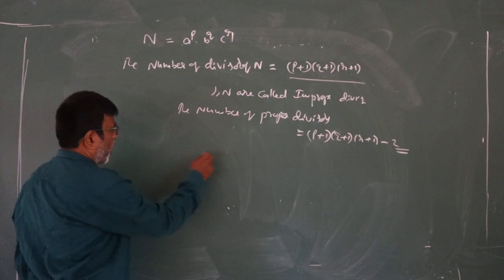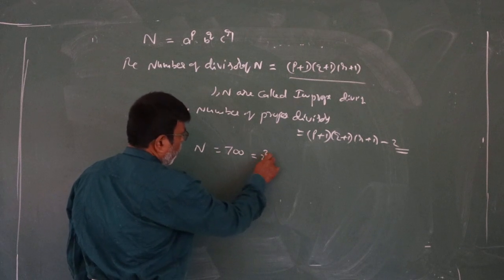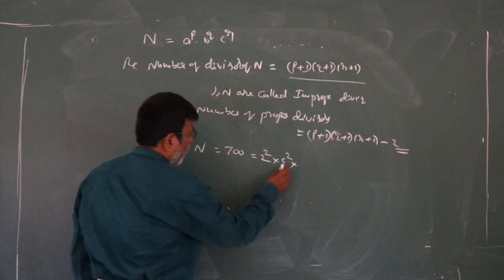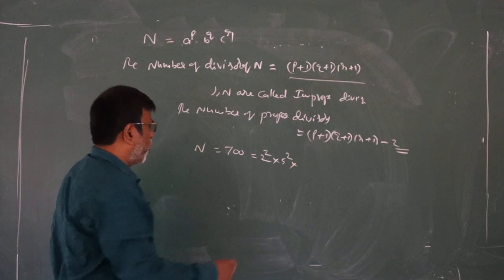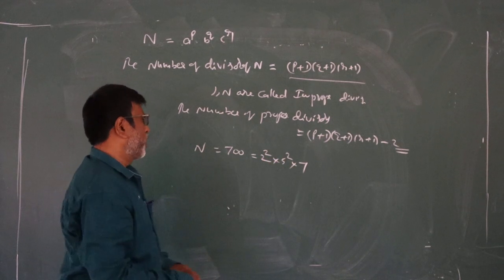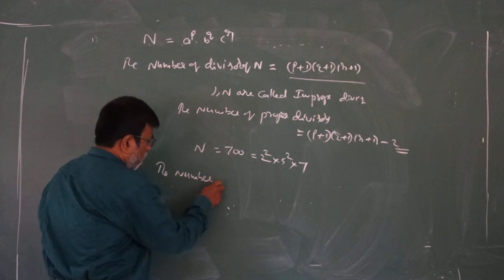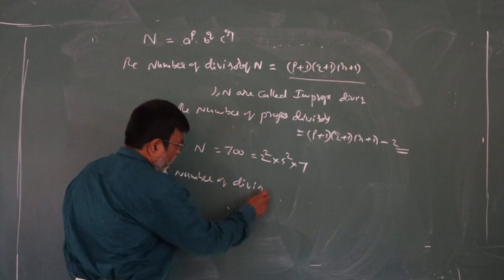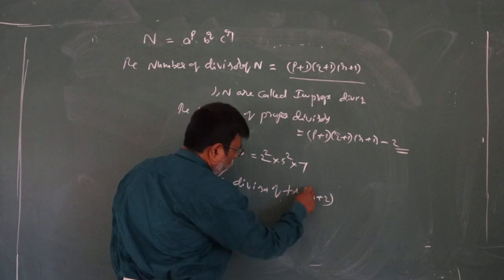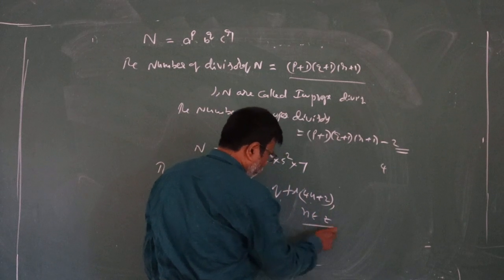Previously, one question was given like this: n is given as 700. This can be written as 2 square into 5 square into 7. Understood? 700 is 25 into 4. The previous question is like this: the number of divisors of the form 4n plus 2, where n belongs to Z.